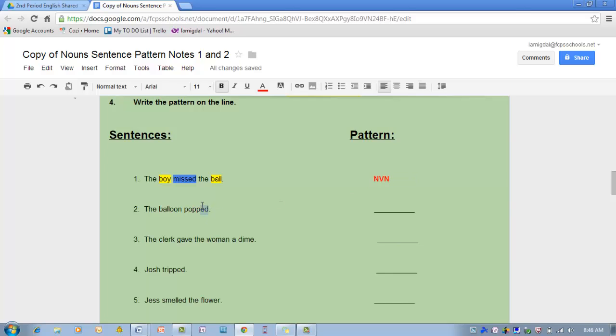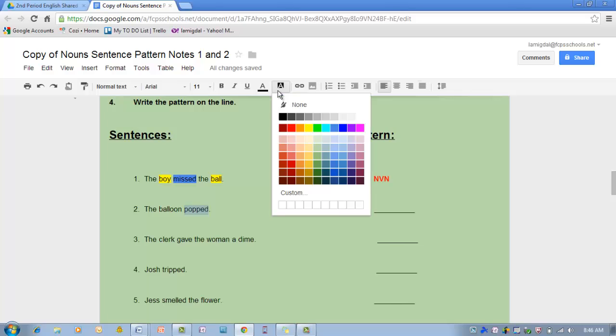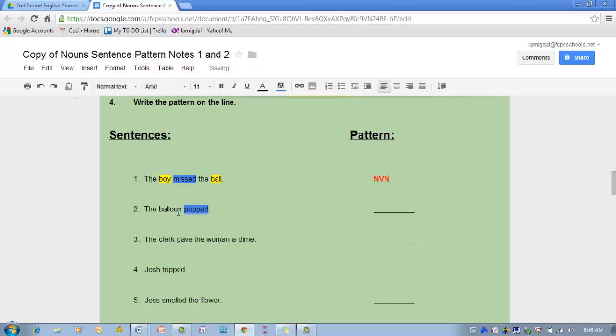The balloon popped. The action is pop. And in front of it is balloon. Oops. I gotta go backwards. I just flipped the words. I'm going to do it again. Balloon is the noun.